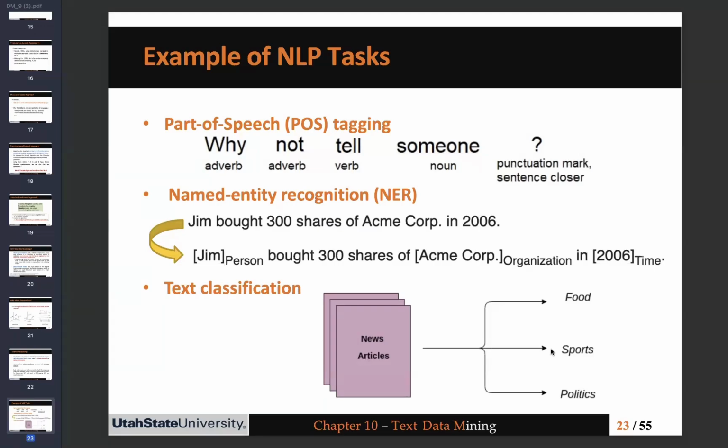Our recognition algorithm is able to find or recognize the words, the names in our sentences, and tag them as either a person, a time, or an organization here.